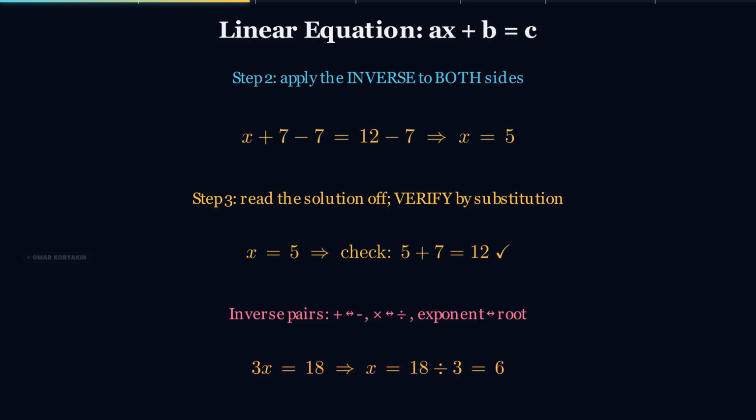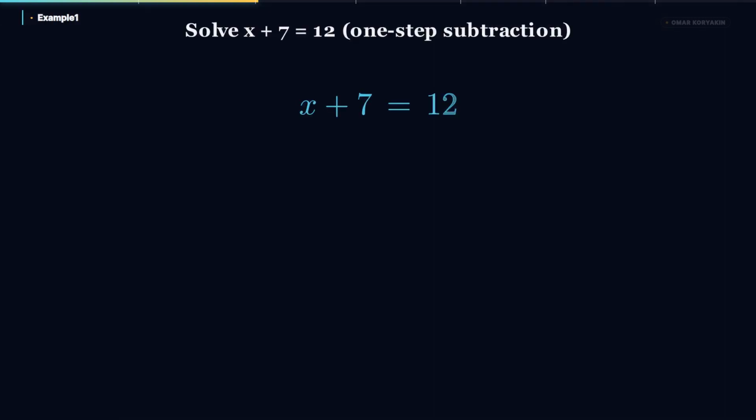Today we walk through 2 one-step solves to build the workflow, and the next several lessons extend the same workflow to 2-step, multi-step, and variables on both sides equations. Here is the first worked example. Solve the linear equation x plus 7 equals 12.